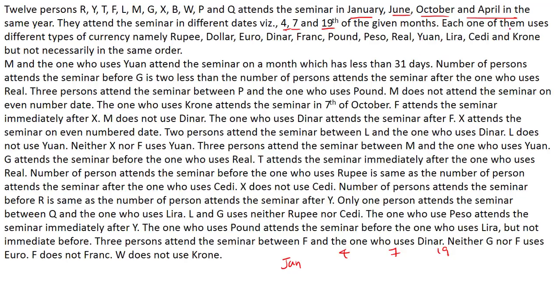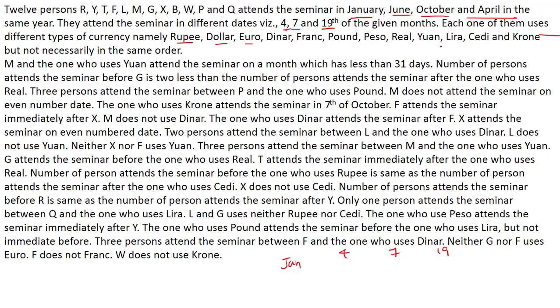The next one is each of them uses different types of currency, namely rupee, dollar, euro, dinar, franc, pound, peso, real, yuan, lira, cedi and krone, but not necessarily in the same order. So all these persons are going to use 12 different kinds of currencies. But then we are not sure which person will be using which kind of currency here.